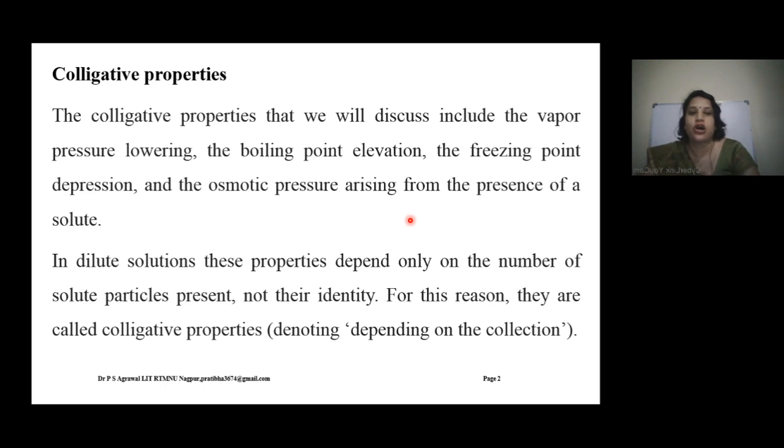So they are called colligative, which means depending on the collection, the total collection, not on what is collected. It depends on the quantity. So it is known as colligative property.